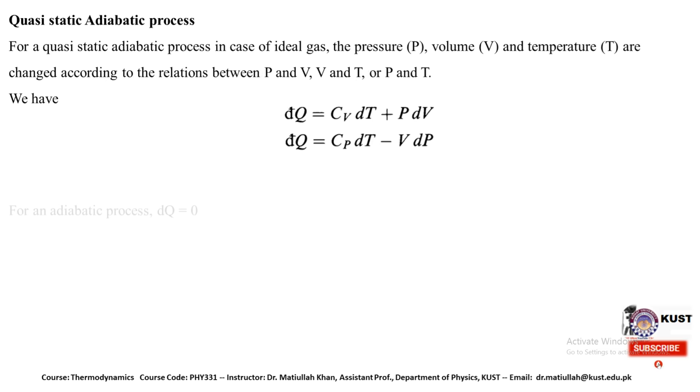So first we need to know what the quasi-static process is and how it could be performed. For any quasi-static adiabatic process, in the ideal case, the pressure, volume and temperature are changed according to some relationship. Among the three variables, or three coordinates, two of them are independent while the third one is a dependent coordinate.